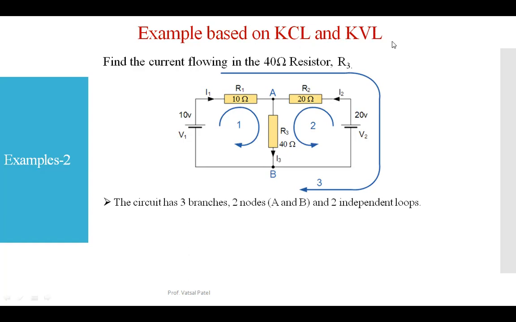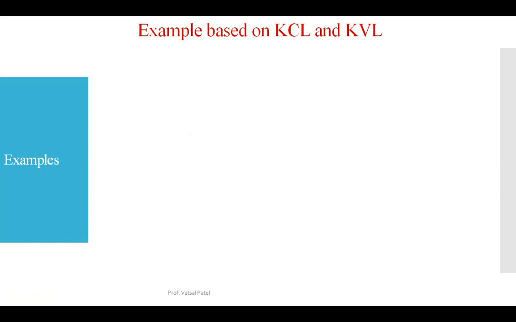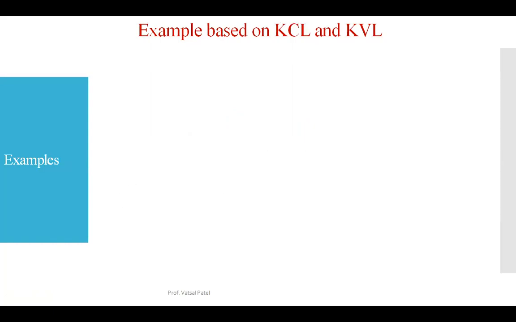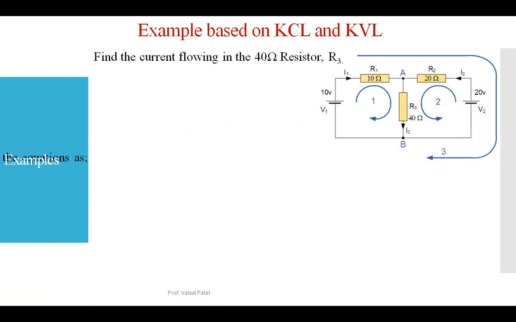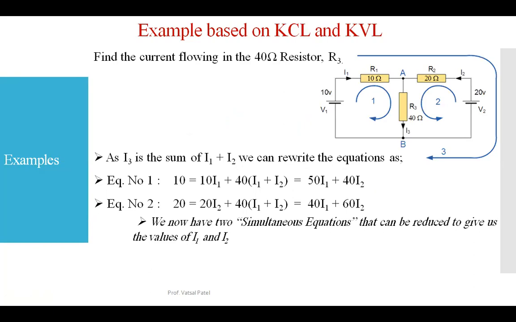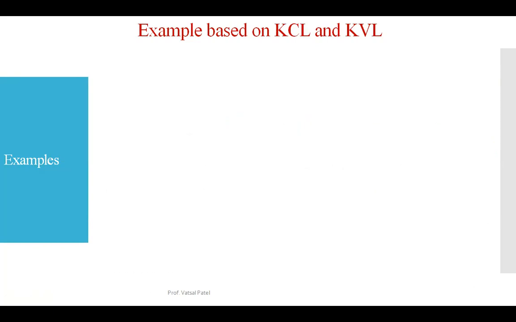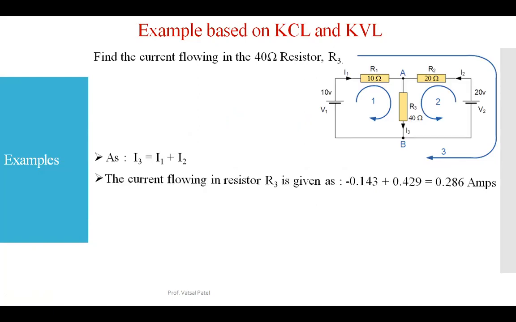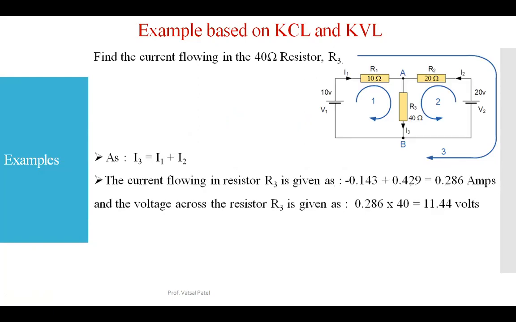Okay. So in this example, we saw that there are three branches and two junctions. We also applied two independent loops. So this is the discussion we had in the last session. We identified the equations from the loops, and we identified the values of currents I1, I2, and I3. This is our last step we identified.